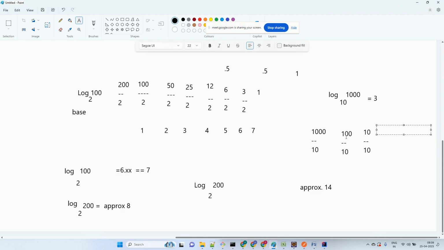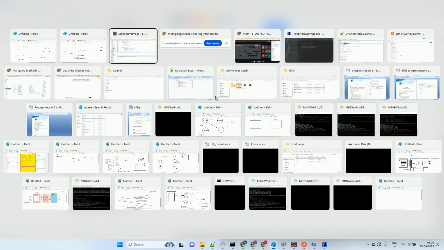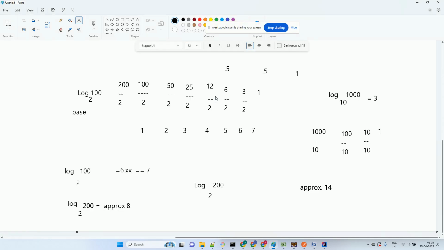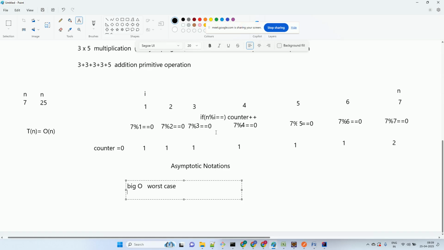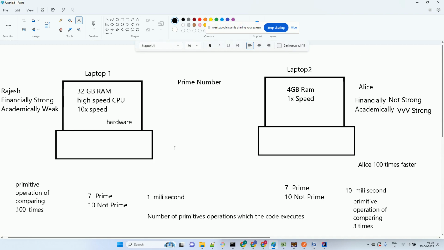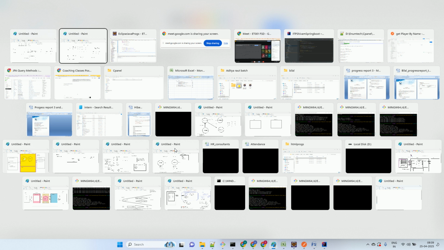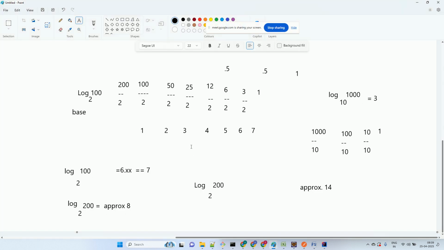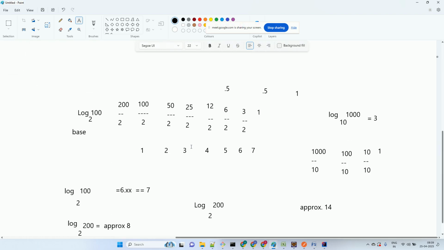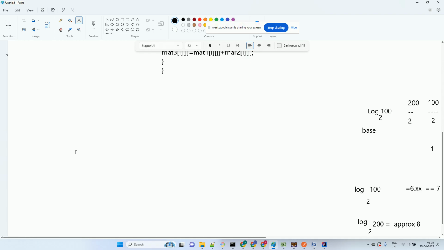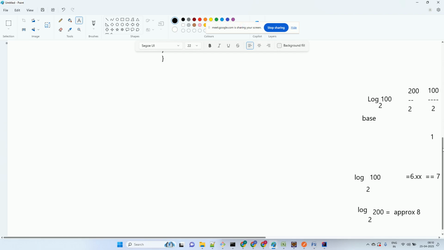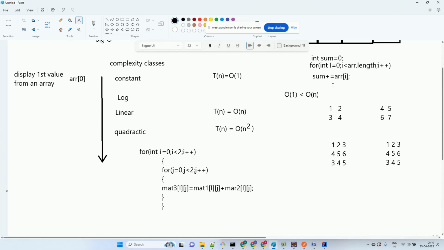So that's why the logarithmic time complexity will be between which two? It will be between the linear and the... where is it? Where was the writing on that stuff? It was on this page only. Yeah, so over here. So your logarithmic will be between constant and linear.